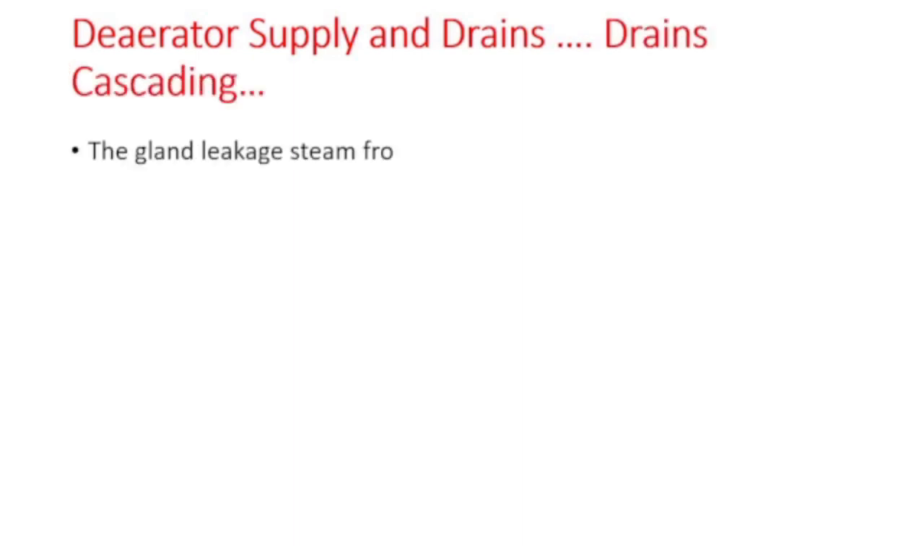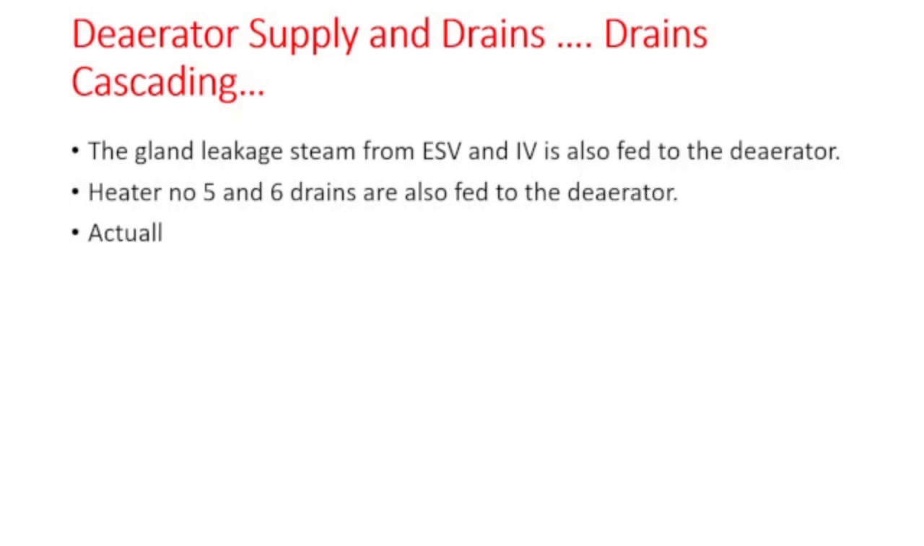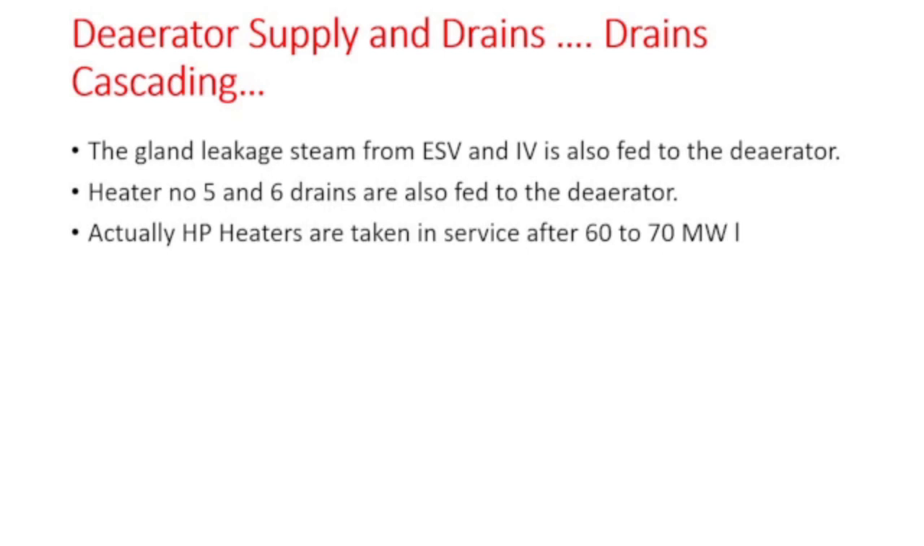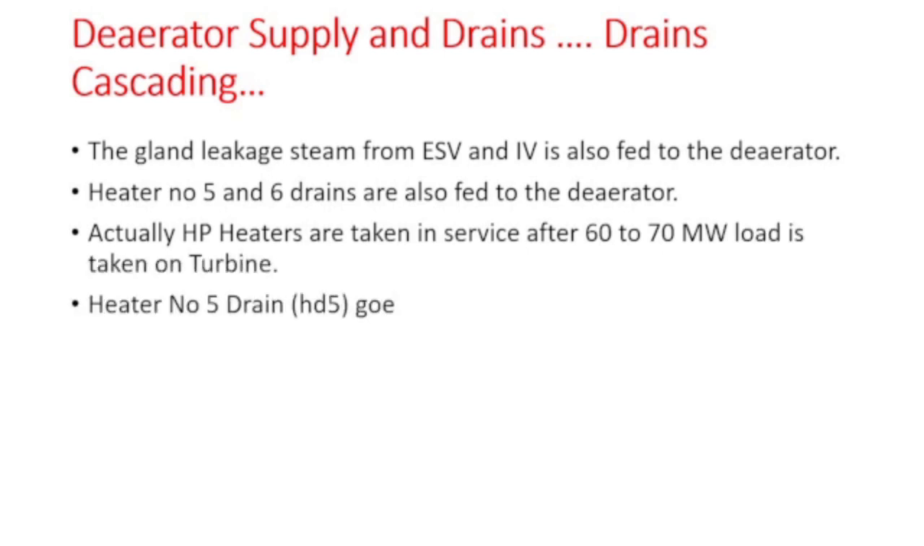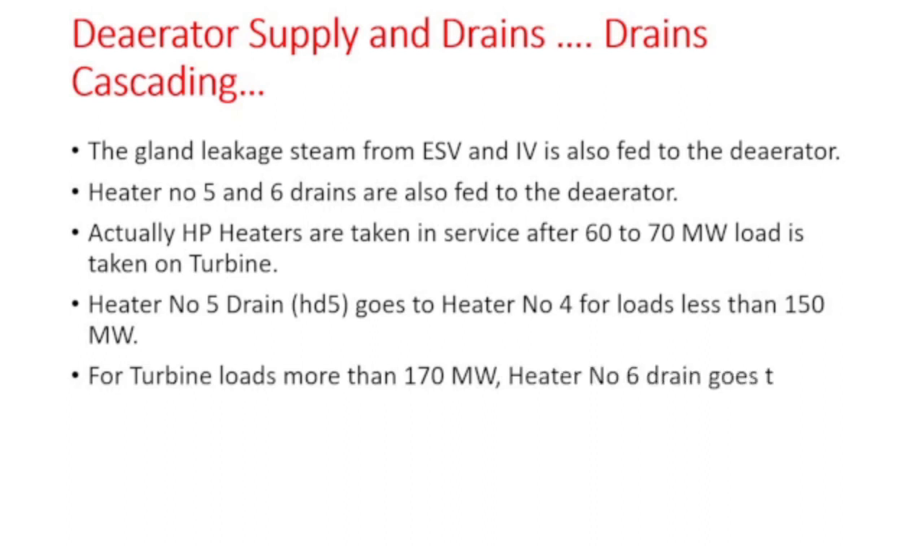Then the drains, drains cascading. The gland leakage steam from the ESV and IV is also fed to the deaerator. Heater number 5 and 6 drains are also fed to the deaerator. Actually, HP heaters are taken in service after 60 to 70 megawatt load is taken on turbine. Heater number 5 drain goes to heater number 4 for loads less than 150 megawatt.